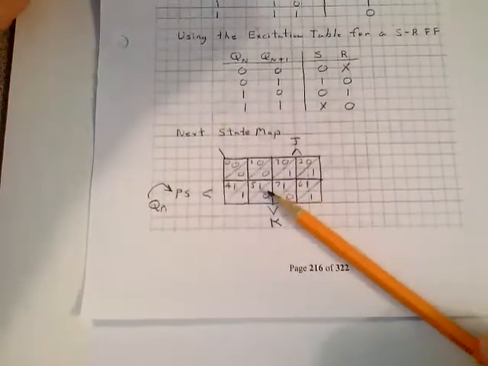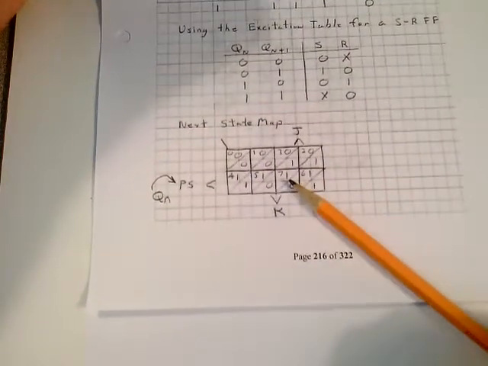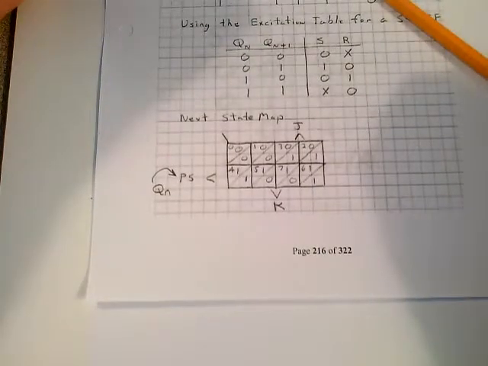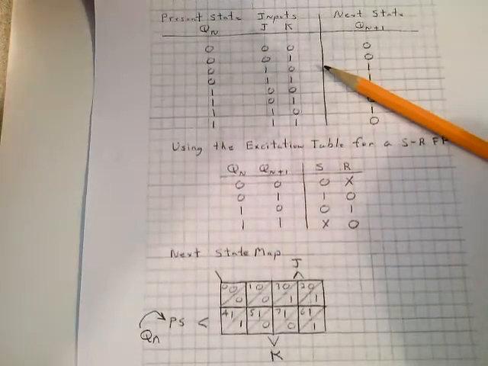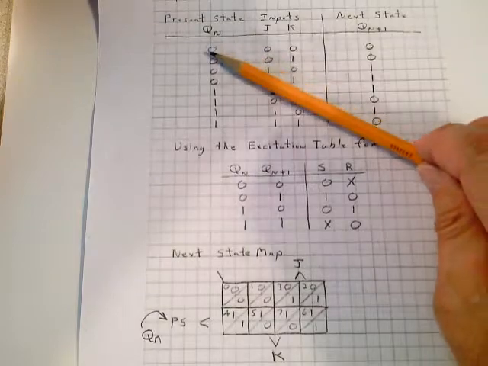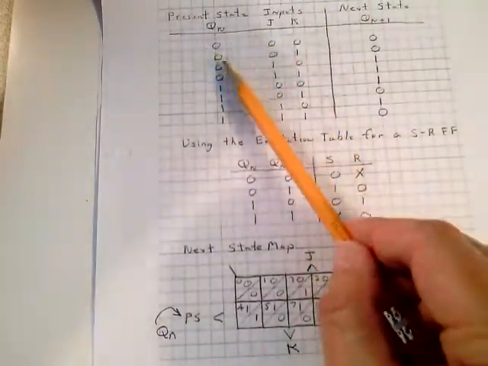And then we go to our next state map. And there's our next state map. That just comes from the present state to next state table. We're up here at the present state to next state table. This is state 0. There's state 1, 2, 3, 4, 5, 6, 7.